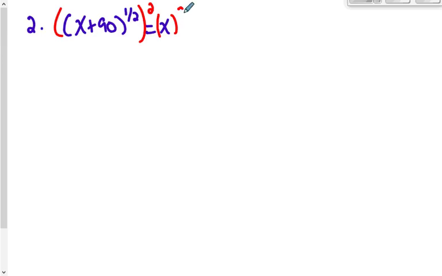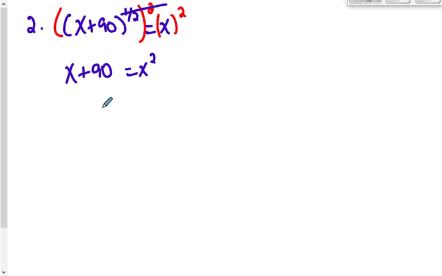Number 2. X plus 90 to the 1/2 equals X. What do I do? How do I get rid of that 1/2 power? Nope. I want to get rid of the 1/2 power. Raised to a power of 2. So I have to do that to both sides. On the left side, they cancel. And I get X plus 90 equals X squared.